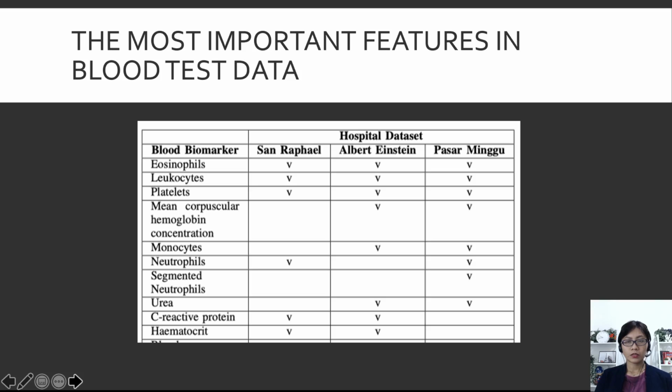So these are the most important features that we found in the blood test data. We found these three resulting from these three datasets from San Rafael, Albert Einstein, and Pasar Minggu, and the rest we found also important in the other two datasets, like mean corpuscular hemoglobin concentration, monocytes, neutrophil, segmented neutrophil, urea, C-reactive protein, and hematocrit.